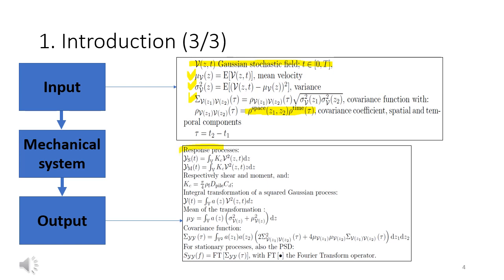In our case, we study the shear force and the bending moment. We infer characteristics of the response from those of the input by means of uncertainty propagation. In this case, an integral transformation of squared Gaussian processes. For instance, we can express the mean of the response in terms of the known characteristics of the input.